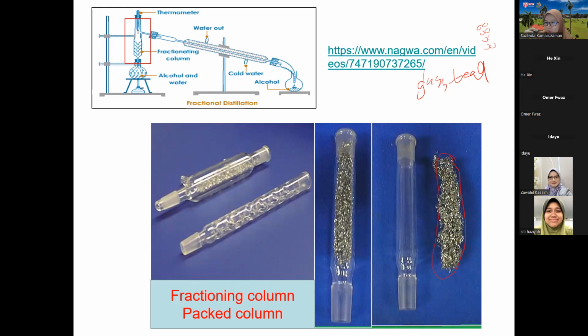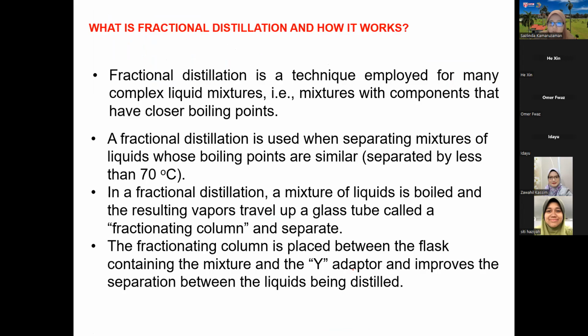So for example, you have different types of boiling point. The one that has a higher boiling point will remain, right? So usually it will be retained at the bottom and then go back into the solution, right? Okay, so this is the most important one. So when we talk about what fractional distillation is and how it works, basically, right?